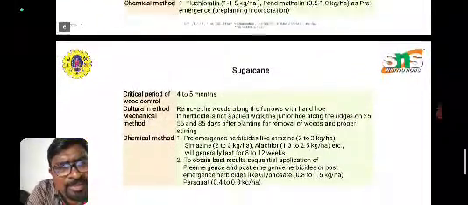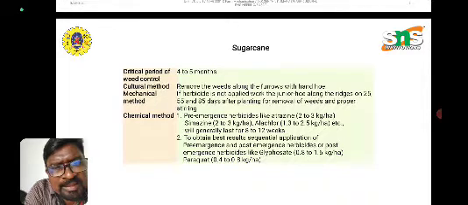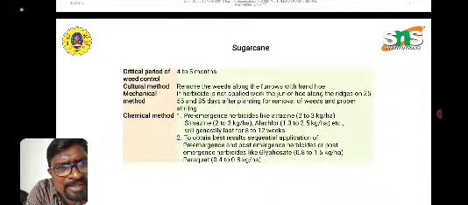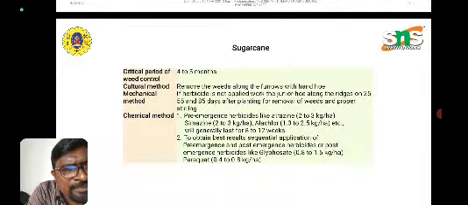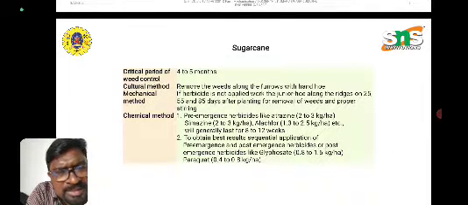As for the crop sugarcane, the critical period of weed control is 4 to 5 months. As for the cultural and mechanical methods, remove the weeds along the furrows with a hand hoe. If herbicide is not applied, work the junior hoe along the ridges on the 25th, 55th and 85th day after planting for removing weeds and proper stirring.